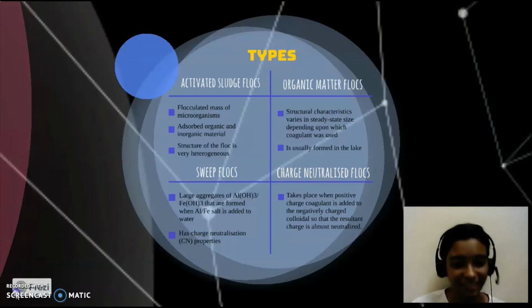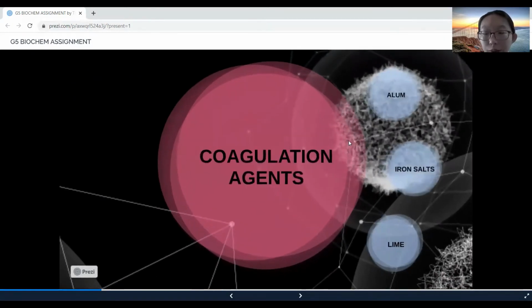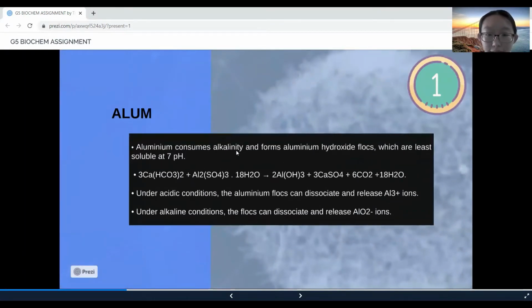Thank you. I will present the coagulation agent. There are 3 types of coagulation agent, which are alum, iron salt, and lime. For the alum, aluminum consumes alkalinity and forms aluminum hydroxide flocs, which are least soluble at pH 7.